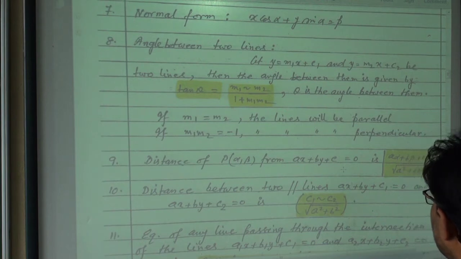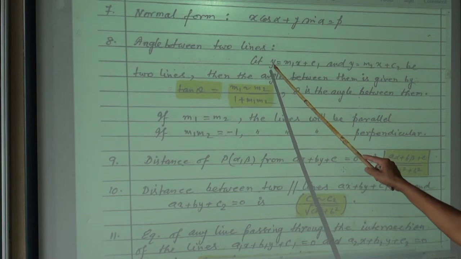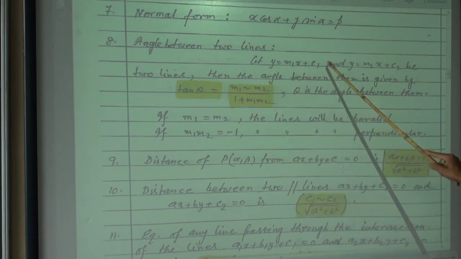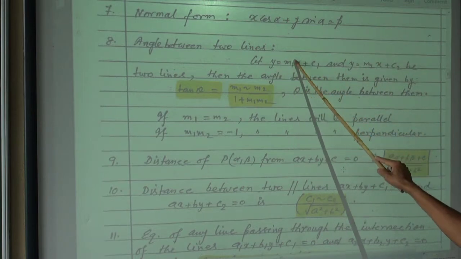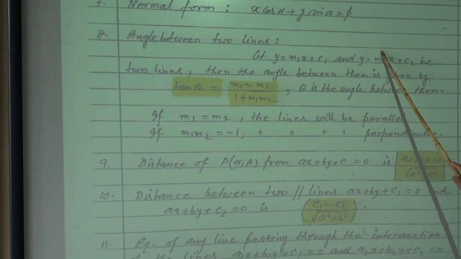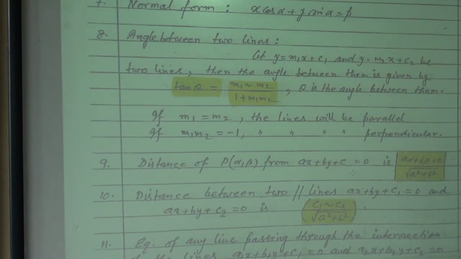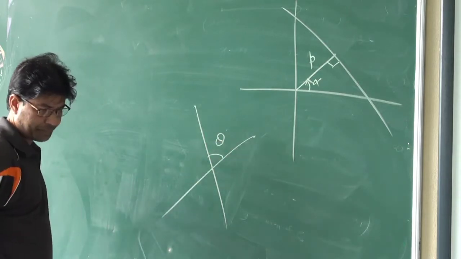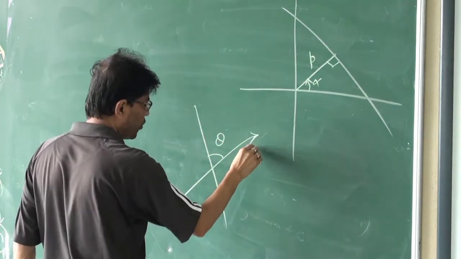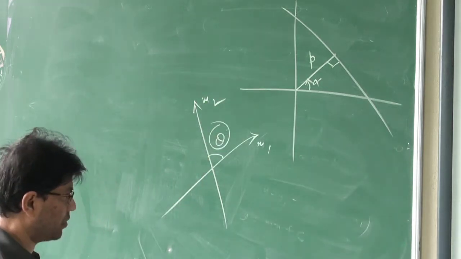Next is angle between two lines. Suppose one equation is y is equal to m1x plus c1, other one is y is equal to m2x plus c2. Slope of this line is m1, slope of this line is m2. We don't know which one is more, m1 or m2. If these two lines meet, this is one line, this is another line, angle between them is theta. This is the line whose slope is m1, this is the line whose slope is m2. So value of theta you have to find out.